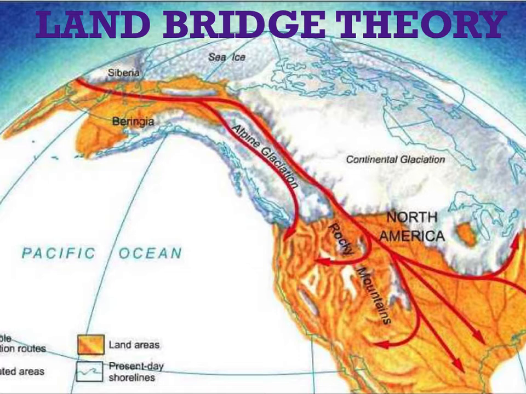So the land bridge theory is this idea that nomadic people traveled along the land following the herd of animals and then made their way, as you see through these red arrows, through the northern part of North America, and continued to travel all the way south into South America.